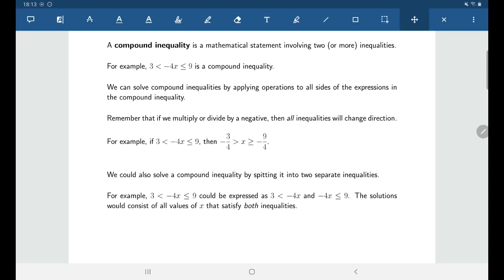And we're going to work through a couple of examples. One way, treating it just as one single inequality, and then the other, splitting it into two.